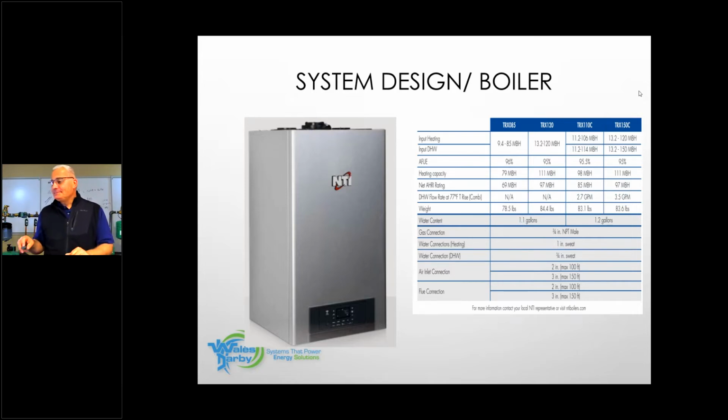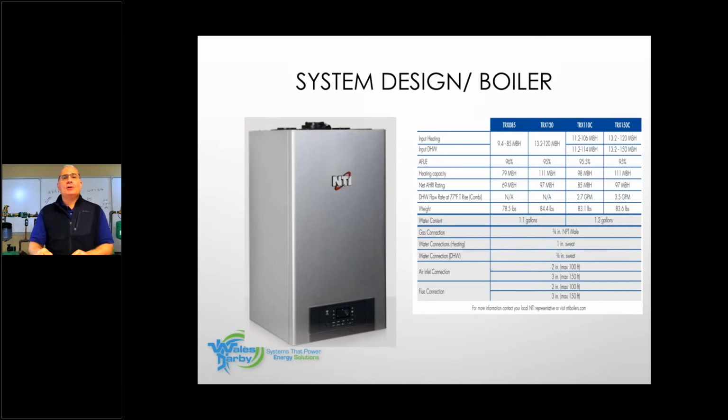All right, I'm going. So here we're looking at the NTI boiler, and you should be able to see my pointer on the screen. You can see heating input on that TRX 085 of 9,400 up to 85,000 BTUs. So this is a 10-to-1 or an 11-to-1 turn down based on BTUs, and this boiler can get down as low as 9,400 BTUs. I need a boiler to do 52,320. What do I pick? Well, I've also got heating capacity here at 79,000 BTUs. Then I've got a net AHRI rating at 69,000 BTUs. What does that mean, and what number do I use?